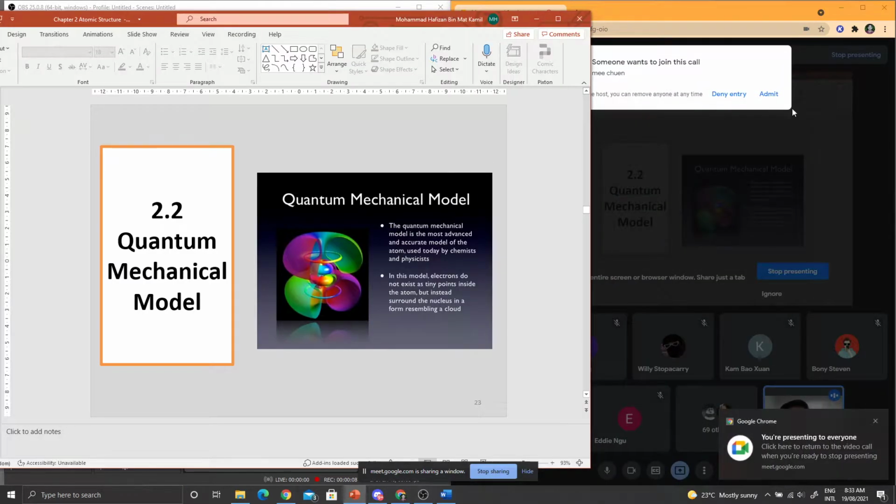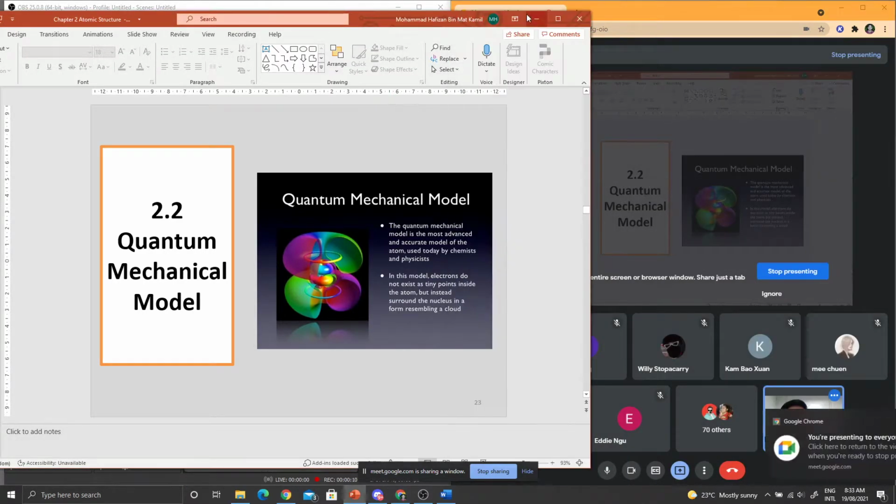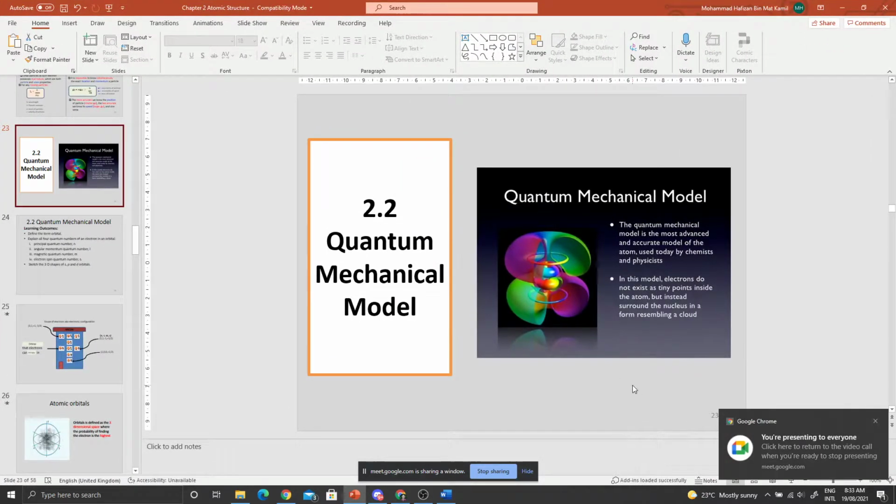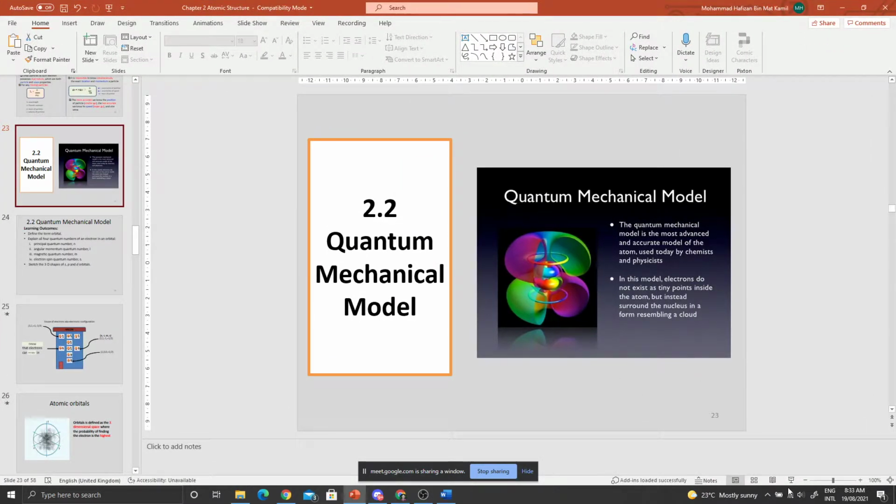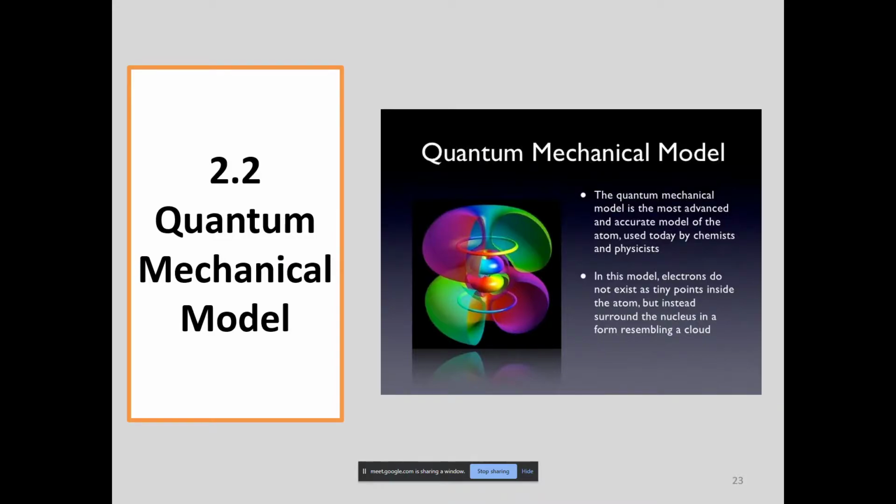Okay, so today kita belajar pasal quantum mechanical models. Hari tu kita tengok Bohr's kan, dia cakap tengah ni ada nucleus and then electron dia orbit around the nucleus. Dia macam ni lah, bumi orbit the sun.